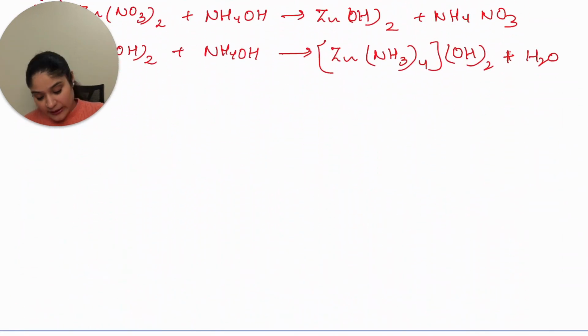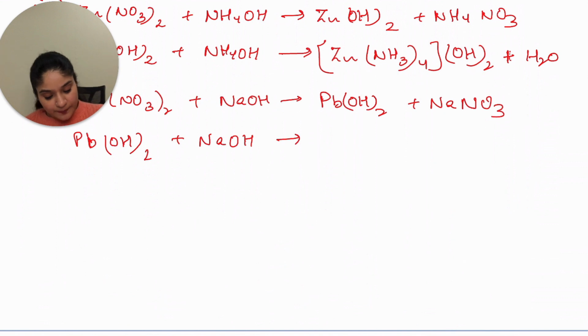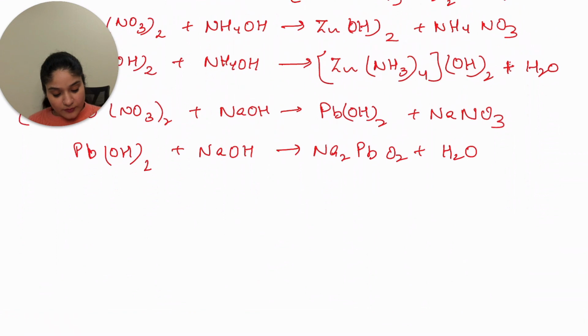Lead nitrate is Pb(NO3)2 plus sodium hydroxide, NaOH. That would give me Pb(OH)2 plus NaNO3, and then in excess, Pb(OH)2 plus NaOH will give me Na2PbO2 plus water. Okay, let me just check that once again. Na2PbO2 plus water, yes, that's correct.